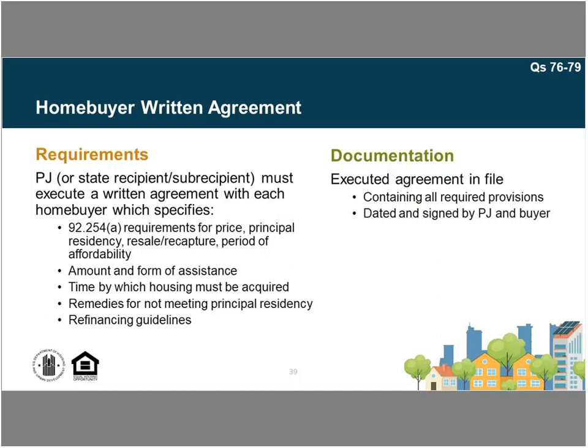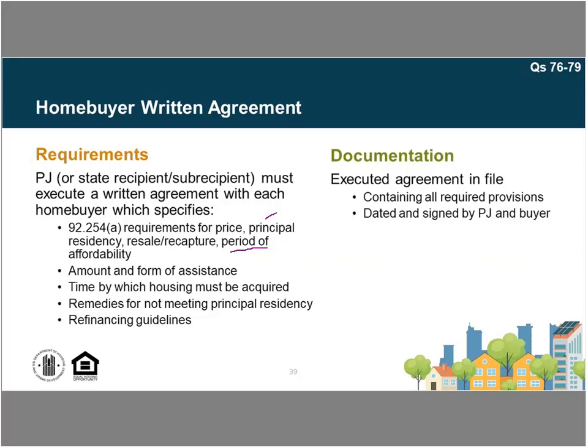So in our home buyer written agreement, all these requirements at 92.254(a), we want to make sure that the price is identified, principal residence, that they actually understand that this needs to be their principal residence, where they're going to reside for the majority of the year. Most of our beneficiaries we work with, this is not typically an issue, but there are some people that work in some places where there's snowbirds. So it does need to be their principal residency during their period of affordability. That period of affordability could be a 5, 10, or 15-year period, depending on the amount of assistance that's provided.